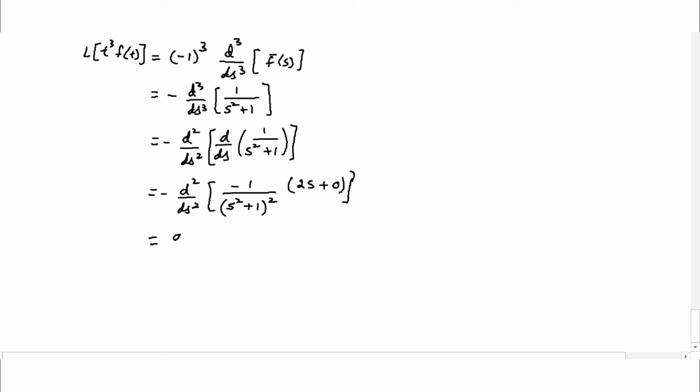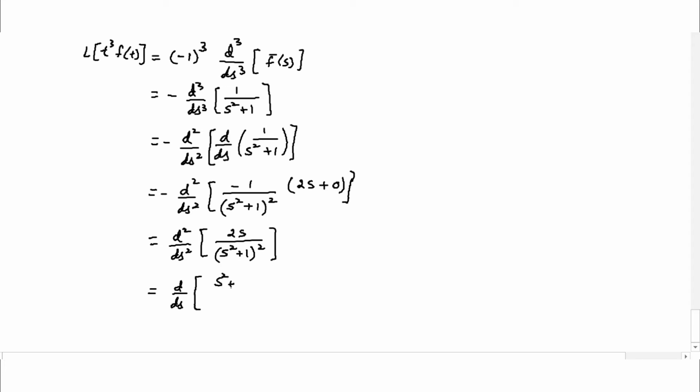It is minus of minus will become plus d square by ds square of 2s by (s square plus 1) whole square. Or if I want to differentiate it once again, d by ds of, because s is there both in the numerator and denominator, you can go ahead and use the quotient rule.